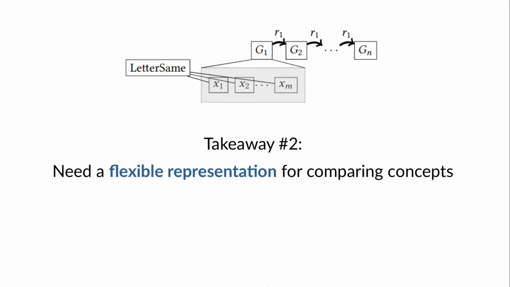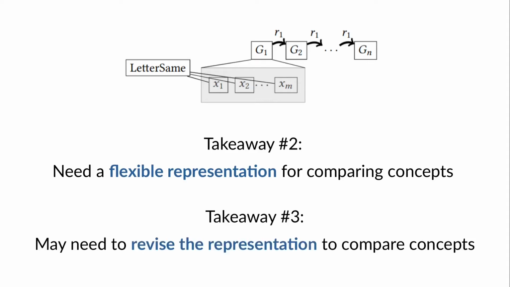So the second takeaway we get from this example is that we really need a flexible representation to describe such commonalities. On top of that, the final takeaway is that we'll often need to revise our representation of the objects in order to compare them. For example, viewing AABBC as 3 groups of letters instead of just 6 independent letters.